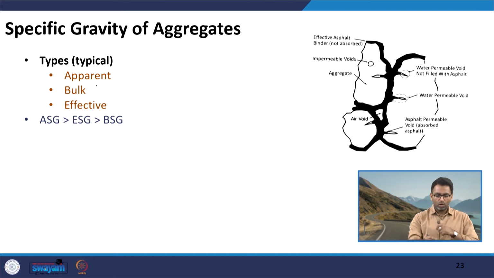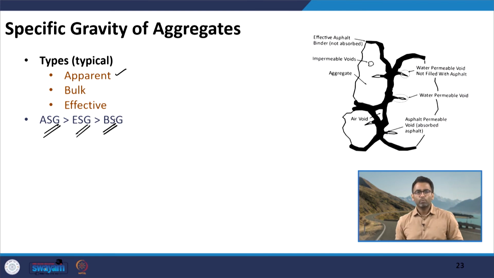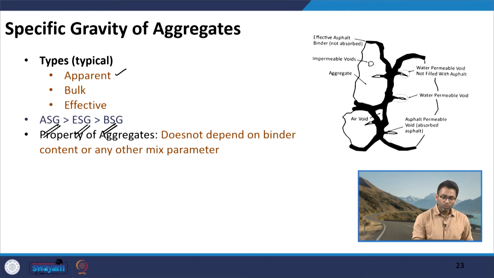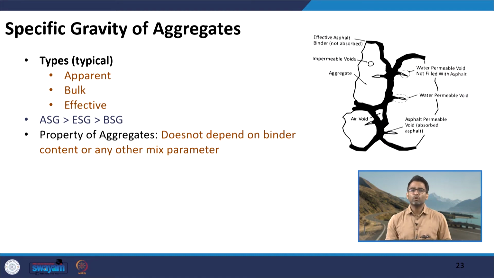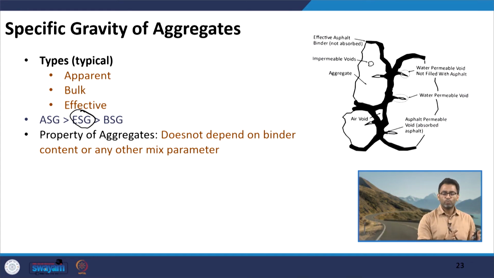Since the volume in apparent specific gravity is the least here, that is why apparent specific gravity is highest, followed by effective specific gravity, followed by bulk specific gravity. You have to remember that specific gravities are properties of aggregate. So, it does not actually depend on the binder content or any other type of mix parameter. This is again always a confusion, especially when we talk about the effective specific gravity, all right. But you have to remember that specific gravity is actually a property of the aggregate.